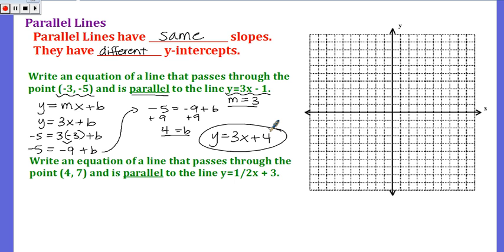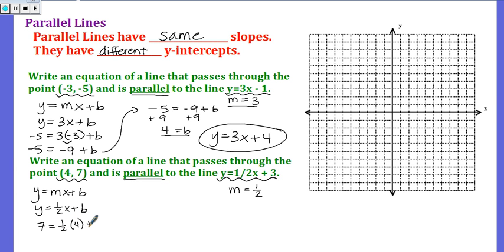Let's try one more before we move on to perpendicular. We're going to write the equation of a line that passes through the point (4, 7) and is parallel, so the slope has to be the same, to the line y = 1/2 x + 3. That means my slope has to be 1/2. Again, we use the slope-intercept form and substitute in the slope. We're unsure of b, so I'm going to plug in my x-coordinate and my y-coordinate. Be careful to write your y-coordinate first and not your x-coordinate accidentally.